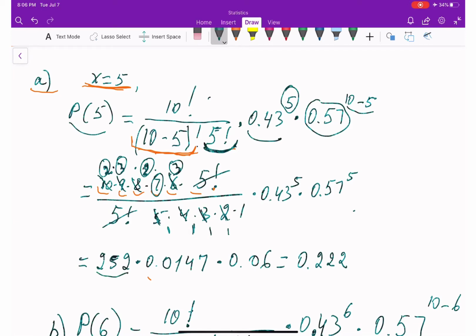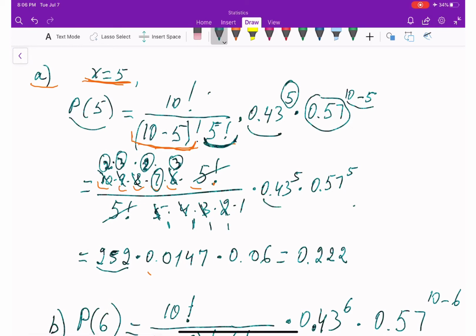And then here, 0.43 to power 5 gives us 0.0147. And 0.57 to power 5 gives us 0.06. And the answer is 0.222.